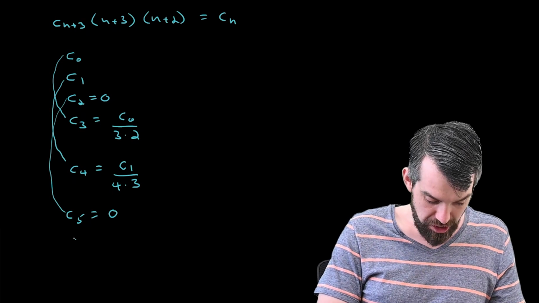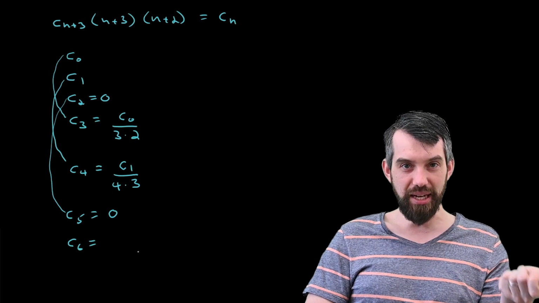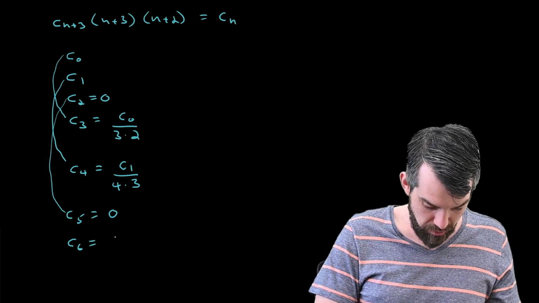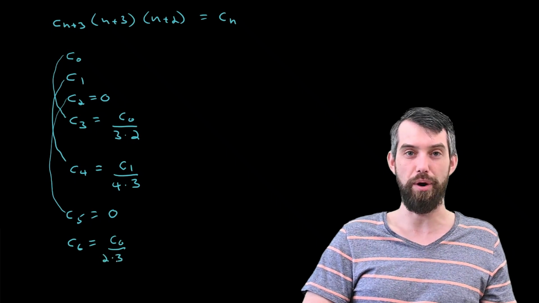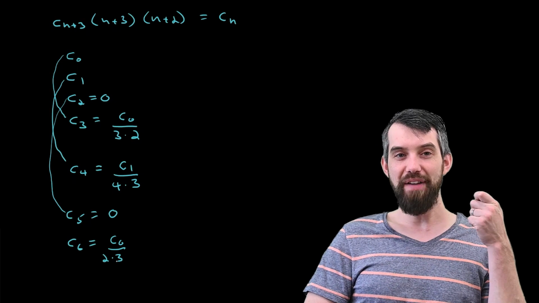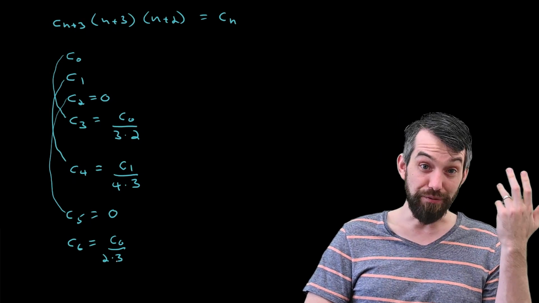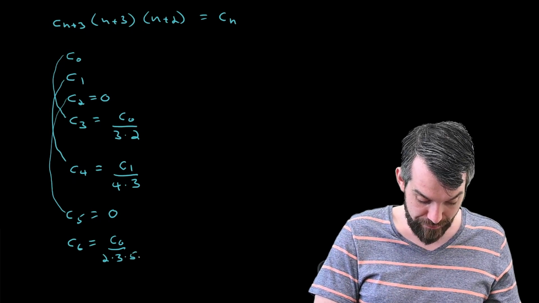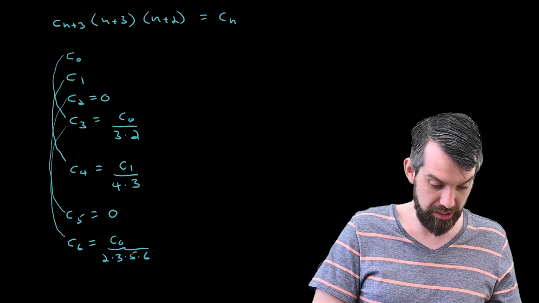All right, let's just do a couple more just to get the pattern really locked in. So C6 is then related to C3. So let me write down the C3. It was C0 divided by 2 times 3. I'll write it in that order. And then if I have n equal to 3, n plus 3 is 6, and n plus 2 is 5. And so I'm going to have, I skip 4 here, and then I have 5 times 6. It's kind of weird. Right, so the C3 then became related to the C6.